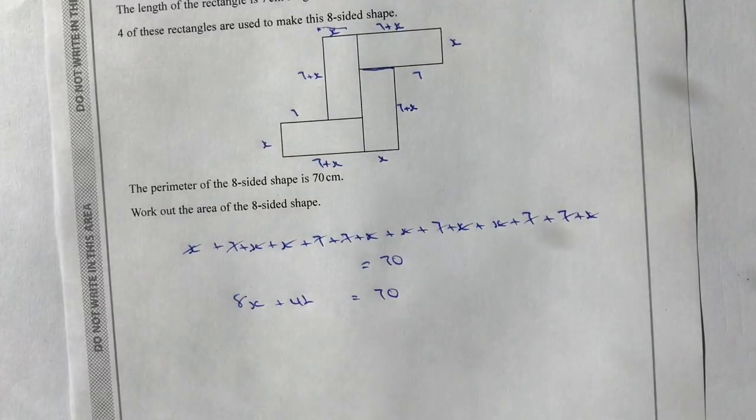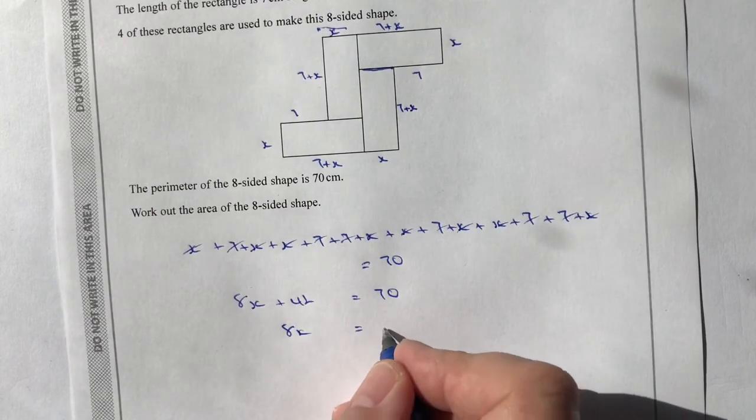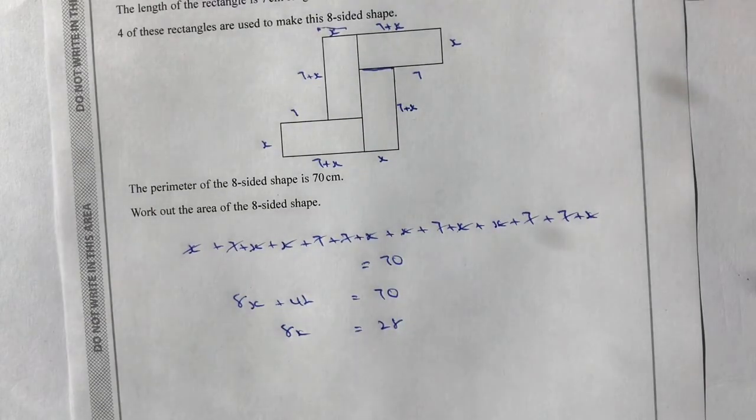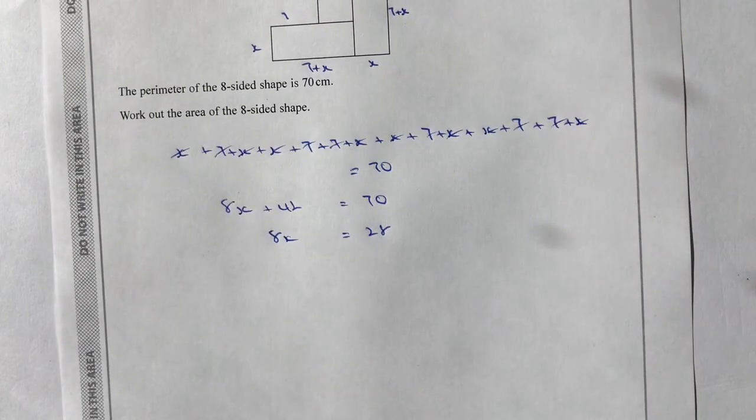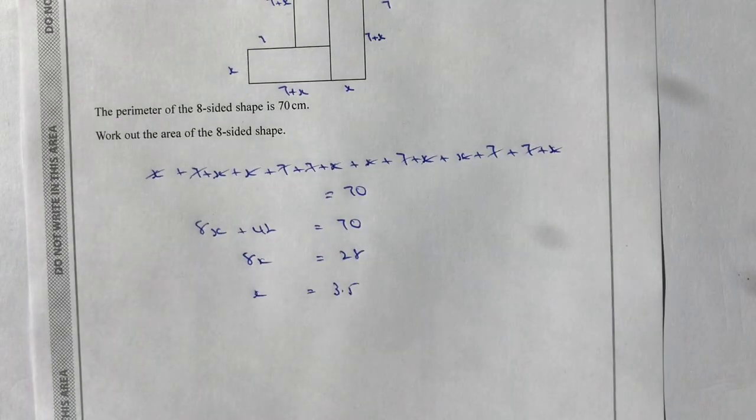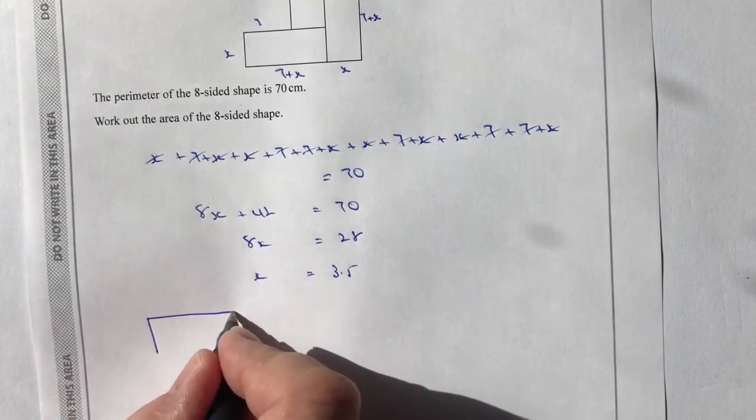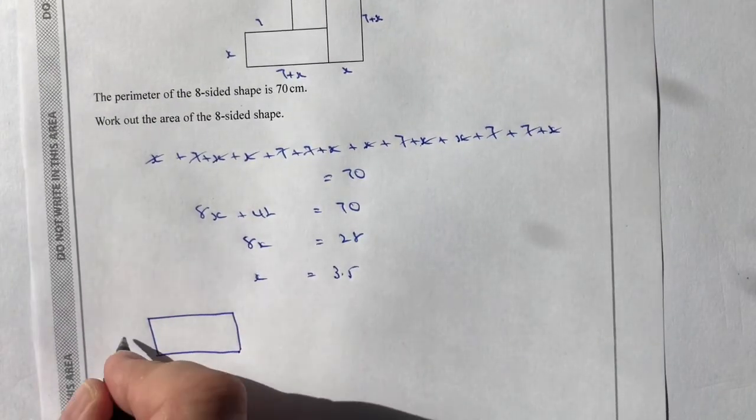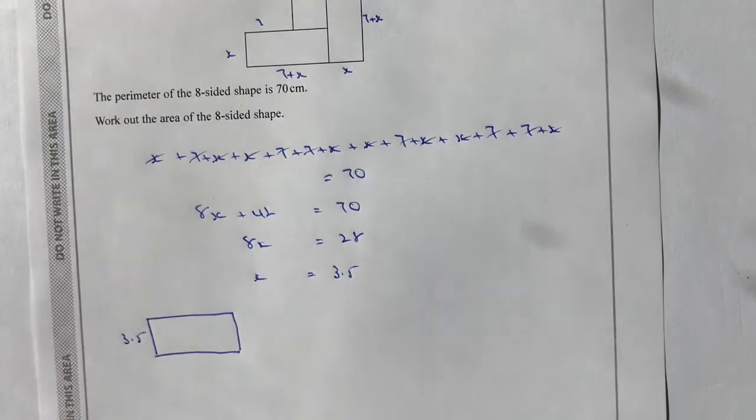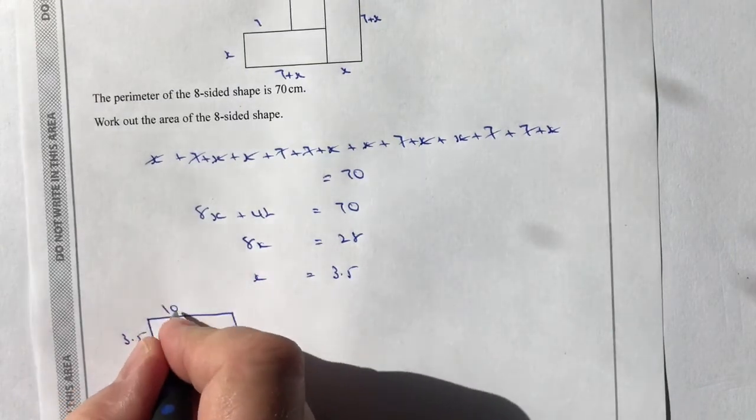Okay, so I can now work out the value of x, because if I take 42 away from both sides, I get 8x equals 28. Okay, I'm going to divide through by 8, and I'm going to get x equals 3.5. So in other words, now we've got a rectangle. Each rectangle is going to look like this. It's going to be a width of 3.5 and a length of 3.5 plus 7. So that's going to be 10.5.